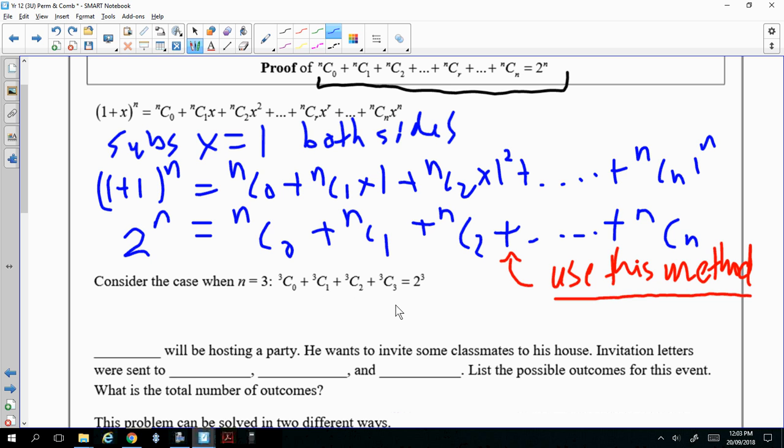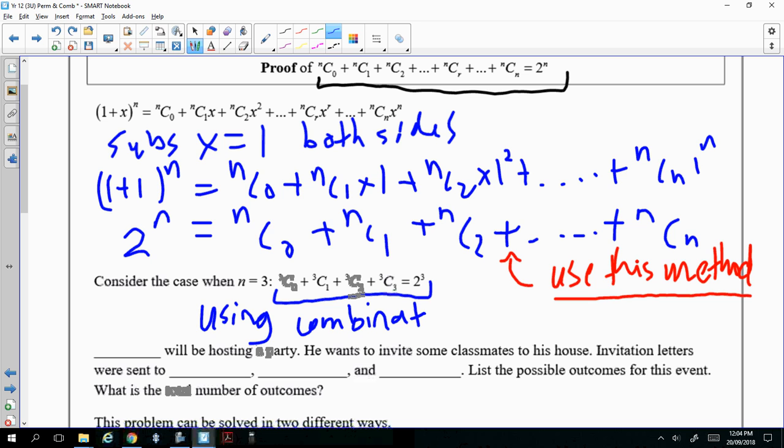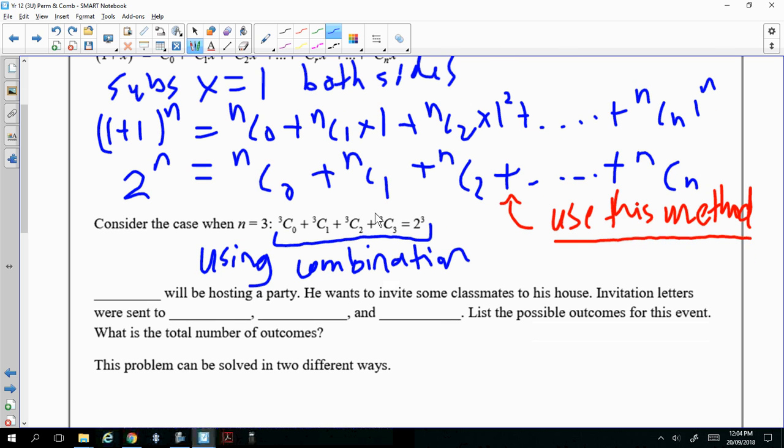So we're going to prove this using combinations, the number of ways of selecting things. Okay, good. So what we do is we're going to tell an interesting story. We're going to select a person who's going to be hosting a party. So we're going to select Ian because he's really smart. Ian will be hosting a party.